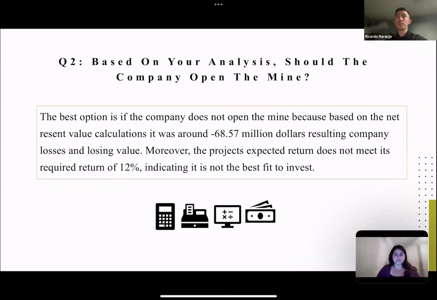Moving over to question number 2, based on our analysis, should the company open the mine? The response was the best option would be if the mine is not opened, because based on the net present value calculation, it was around negative $68.5 million, resulting in losses for the company and losing value. Moreover, the project's expected return does not meet its required return of 12%, which indicates that it would not be the best fit to invest in this mine.